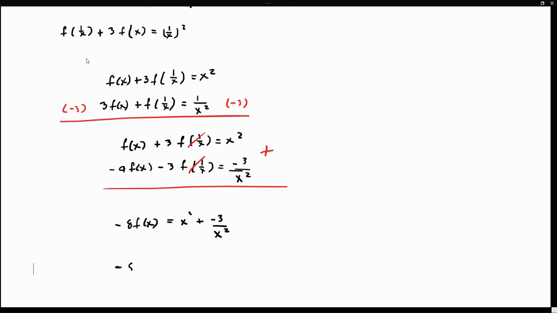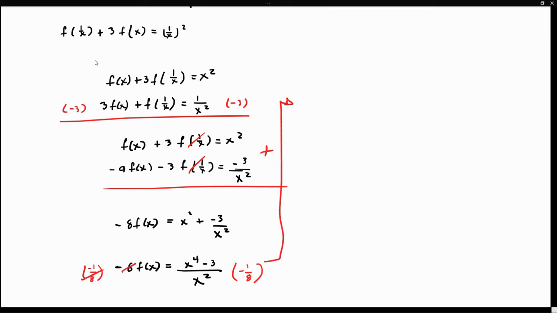And let me just rewrite this as -8 f of x equals, what's that? x to the 4 minus 3 all over x squared. And by doing this, notice that we only have one unknown, and that's what we wanted. We wanted to solve for f of x. So all we have to do at this point is multiply by -1 over 8. Once this is accomplished, the -1 over 8 is going to cancel out with this, and now notice that we have an expression for f of x. So now this becomes 3 minus x to the 4th all over 8x squared.